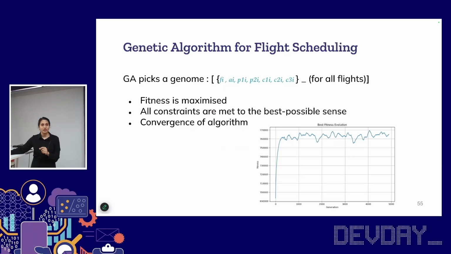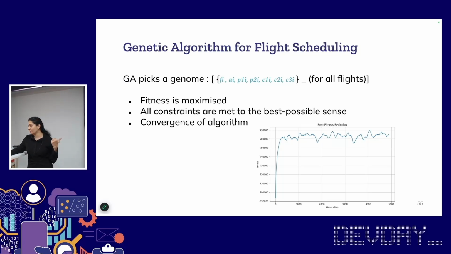So the genome here is nothing but, for a flight I, pick the aircraft AI, 2 pilots P1I and P2I, and 3 crew members C1, C2, C3. And this will extend for all the flights. If you have 50 flights to schedule, 50 into 7 is your genome length. And this is what the GA will find while doing the tricks that you've already seen: crossover, mutation, tournament selection, etc. And it will hit convergence.